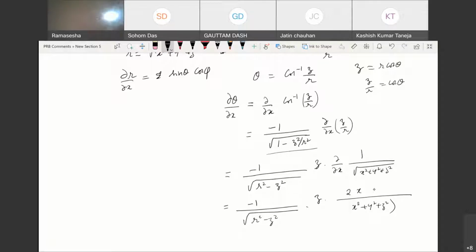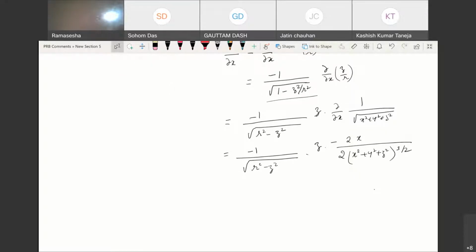Okay, and then I have a minus sign coming because when I differentiate 1 upon root of x squared plus y squared plus z squared, I get a minus half times 2x times x squared plus y squared plus z squared to the power 3 by 2.